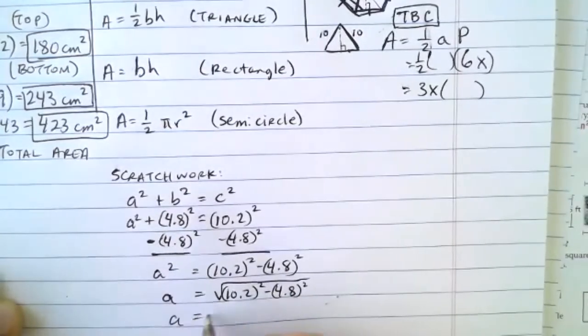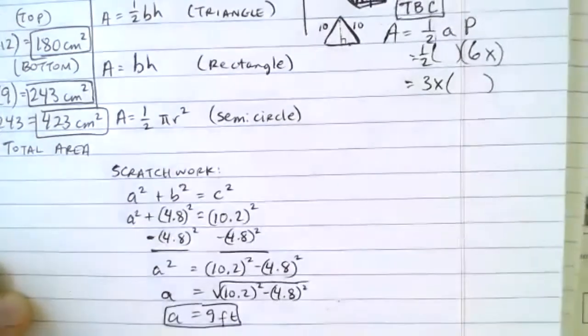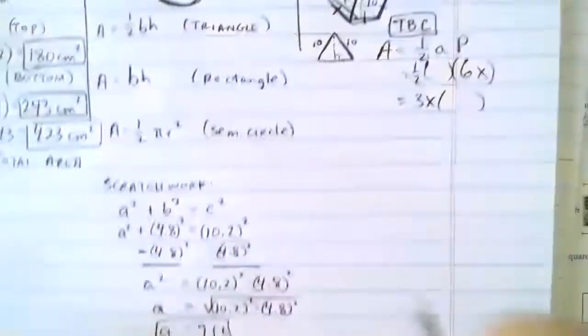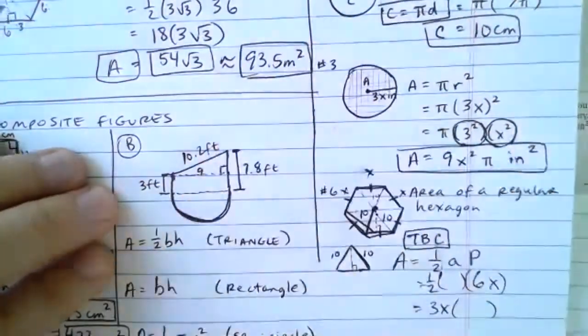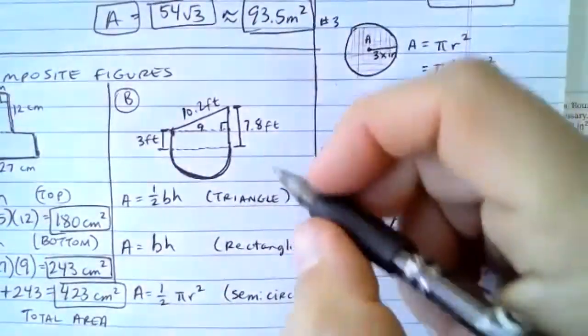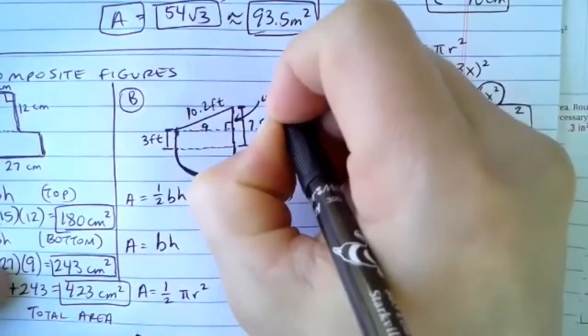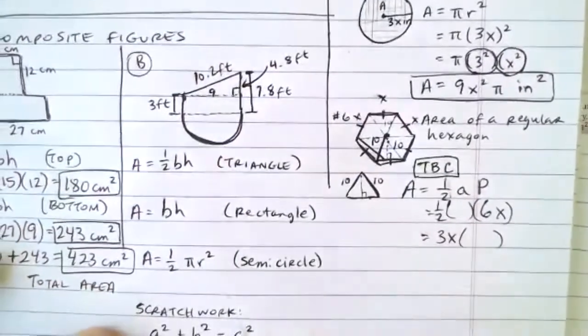And then we get an easy 9 feet. All right, so now we go back up here and we say, okay, what was this length? This was 9 feet, right? And what was the height of the triangle? The height of the triangle was 4.8 feet, right? So let's rewrite this out.